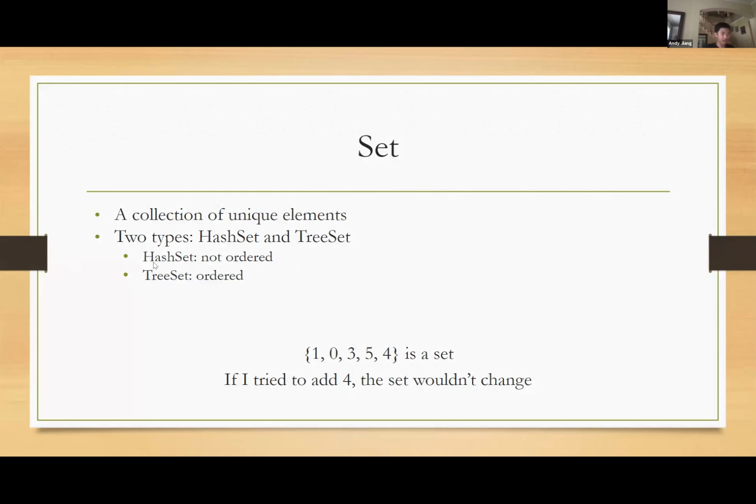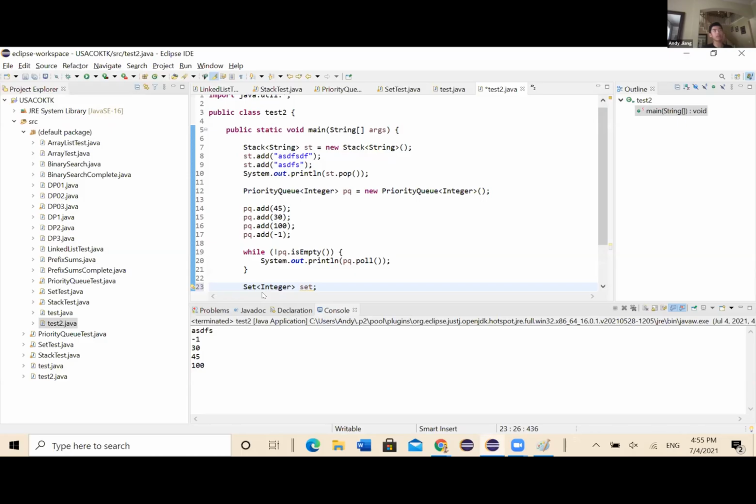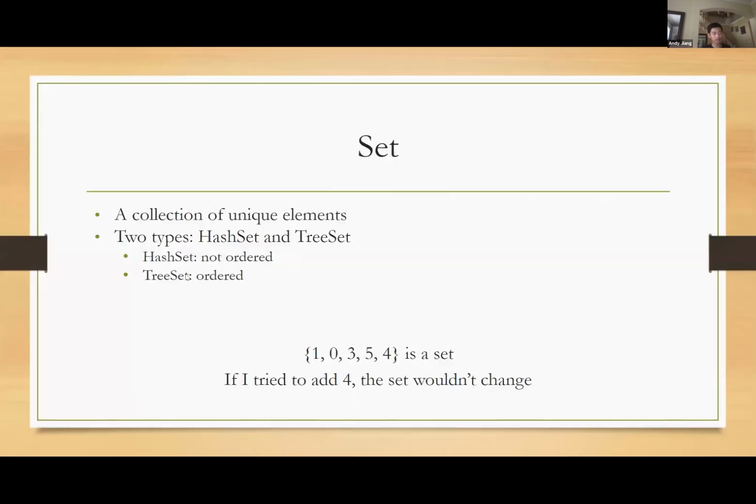The main difference is hash sets are not ordered and tree sets are ordered, which means that if I try going through a set, like iterating, printing everything out, and I want to do this in order, then I will use a tree set. Otherwise, hash sets are faster than tree sets. So if you don't want to worry about sorting all the elements in the set, then don't use a tree set.